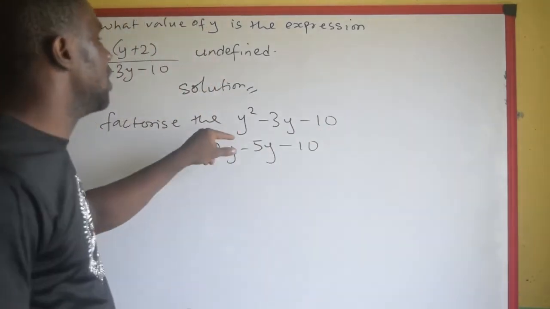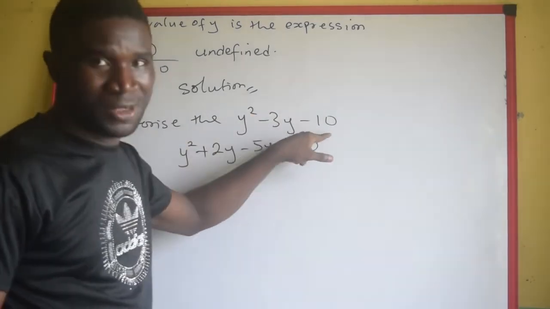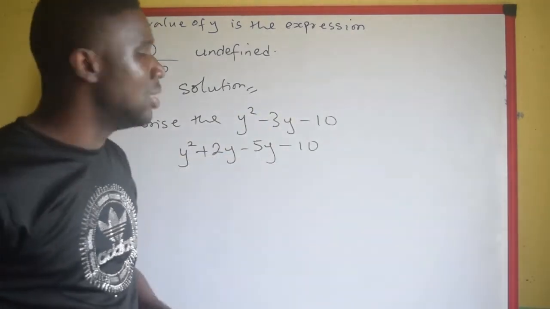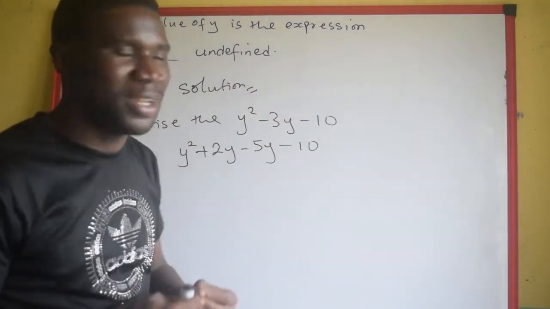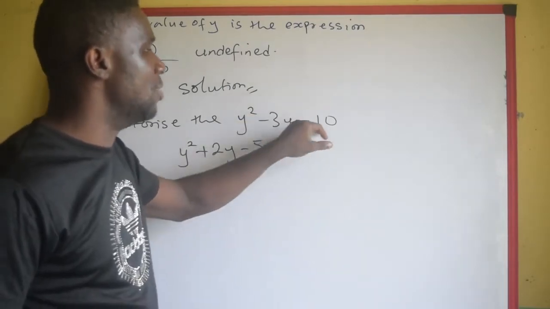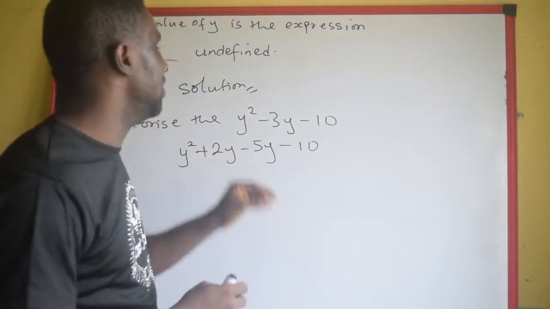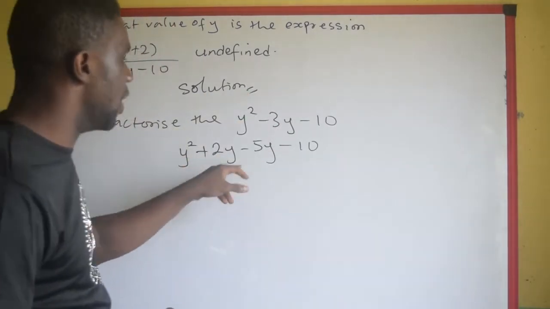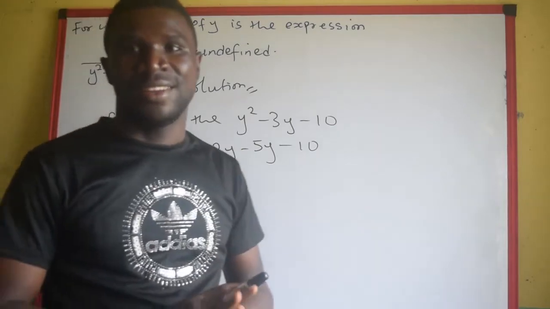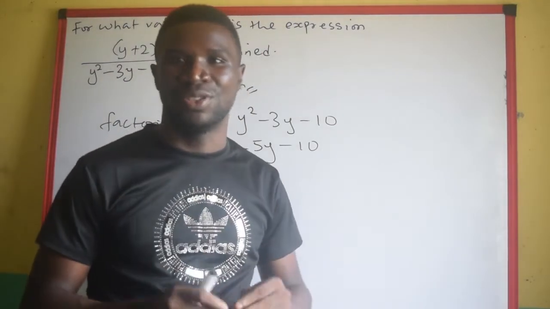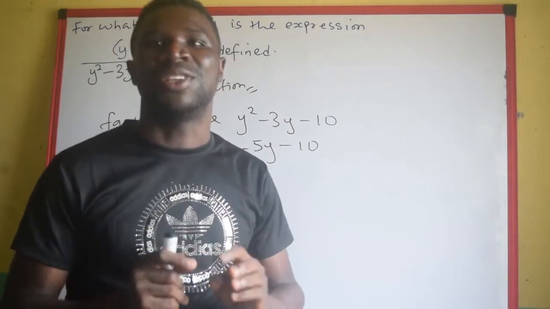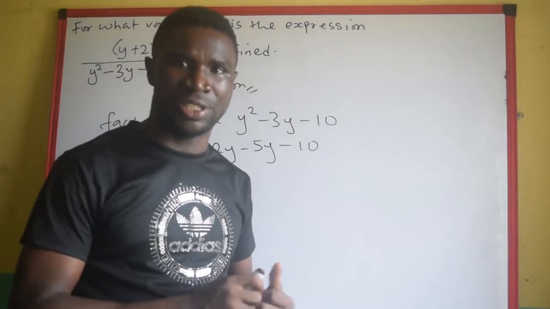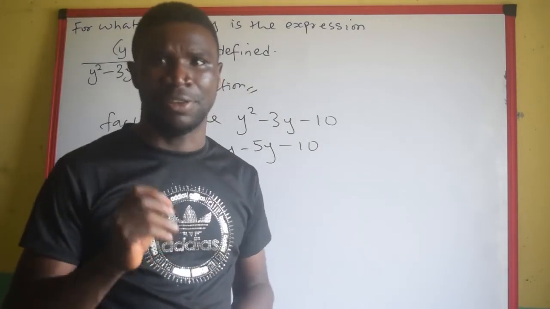So it means that we must first of all multiply this with this. Y squared times minus 10 will give you minus 10y squared. Now we'll ask ourselves, what are the two numbers that when we multiply, they will give us minus 10y squared? And when we add, the same two numbers will give us minus 3y. And we'll find out that the two numbers are plus 2y and minus 5y. So if you know quadratic equation, you don't have problem with this. But if you don't know quadratic equation, just calm down. I will make video regarding quadratic equation and you will simply understand every bit of it.